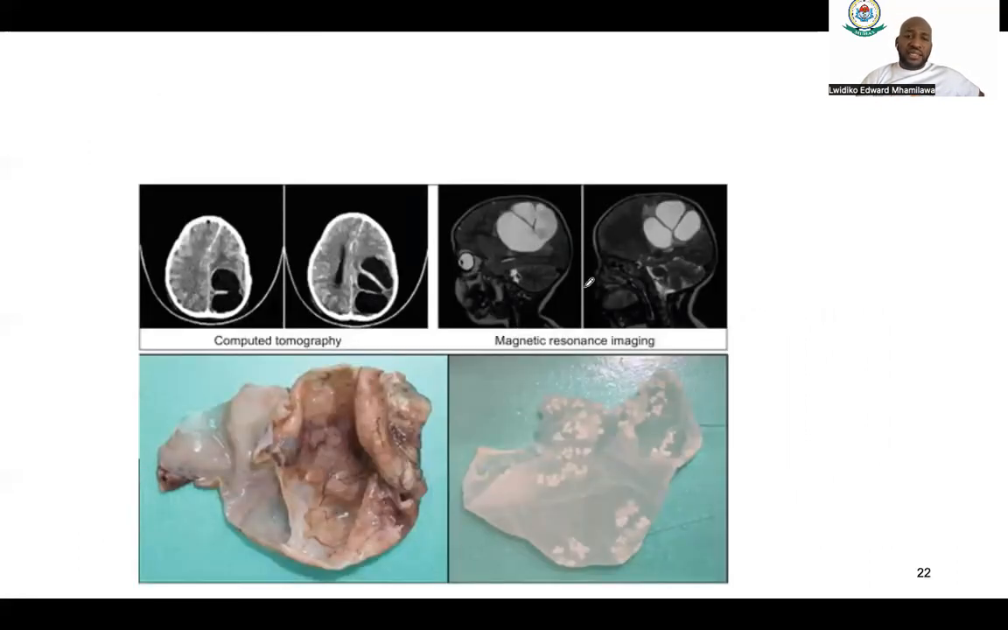These are the examples from magnetic resonance imaging, MRI. You could see this is a cyst here, in a patient, and this is another formation of a cyst, and this is after removal of the cyst.